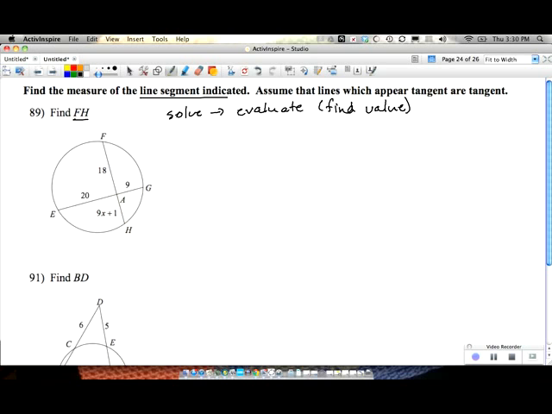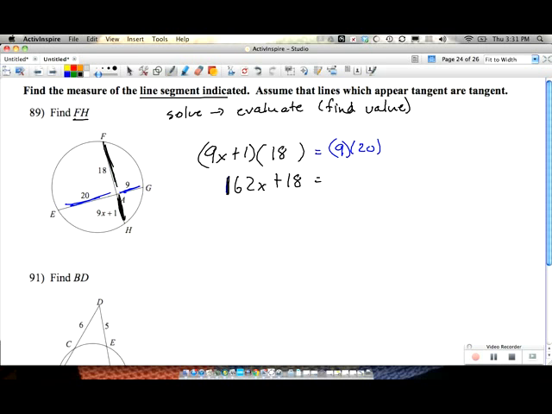So we've got a lot of simplifying to do. On the left side, that's really going to be 162x plus 18. And on the right side, that's going to be 10 times 9 is 90, times 2 is 180. Okay, let's go and subtract 18 from both sides. That would give me 162x equals 162. So if I divide by 162, it should be obvious at this point, but that's going to give you x equals 1. Okay. That's helpful, but now we've got to plug it in because it's asking us to find FH.